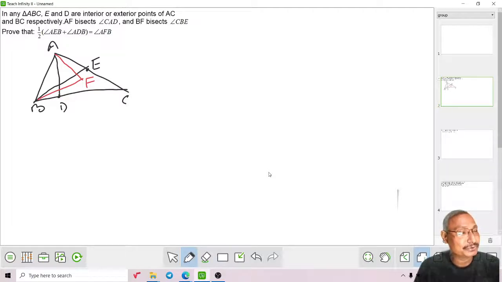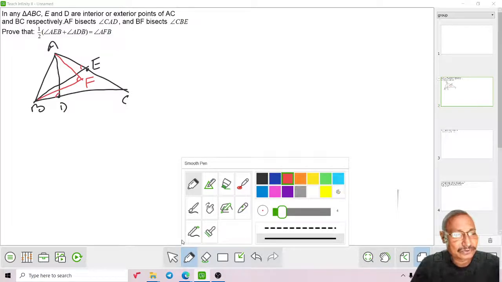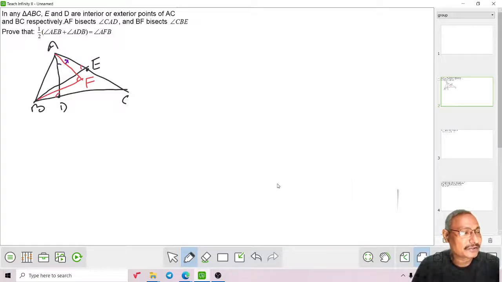Now, according to the question, we are to show that half of the sum of these two angles is equal to this angle. So in this context, first of all, we will express these angles in terms of the given angles. Let me name them in this process. Let these two be x, and these two angles, since they are equal, I am taking y.